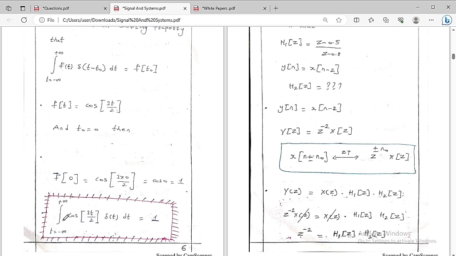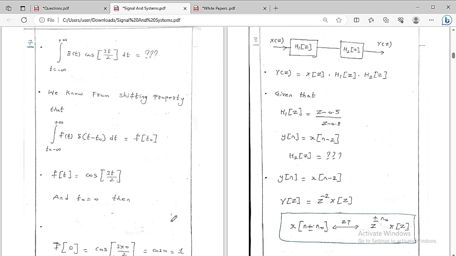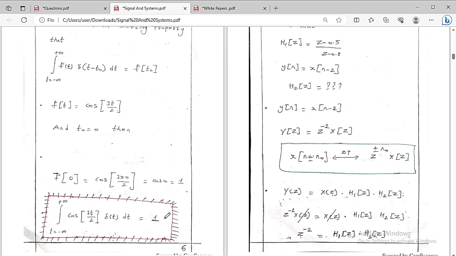Therefore, the integration from −∞ to +∞ of cos(3t/2) and δ(t) dt has the value 1. So you have to remember the basic formula: the integration from −∞ to +∞ of f(t) δ(t − t0) dt is nothing but f(t0). In this case, f(t) is cos(3t/2) and t0 is equal to 0. We substitute the values and simplify, and the value is equal to 1.